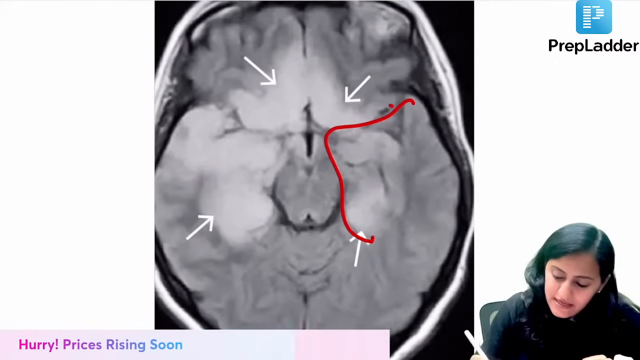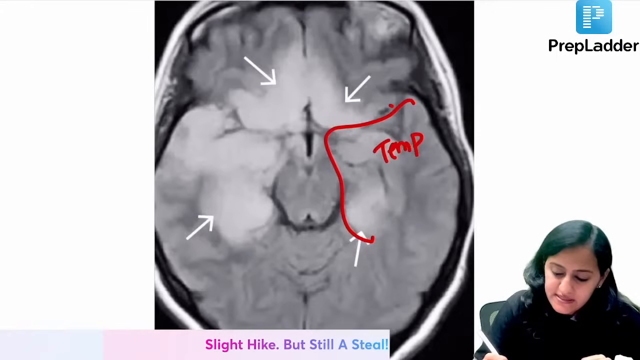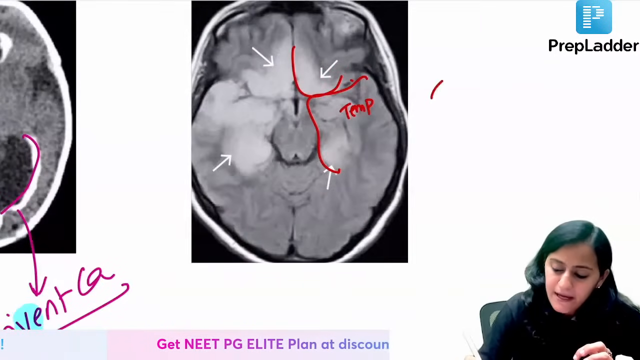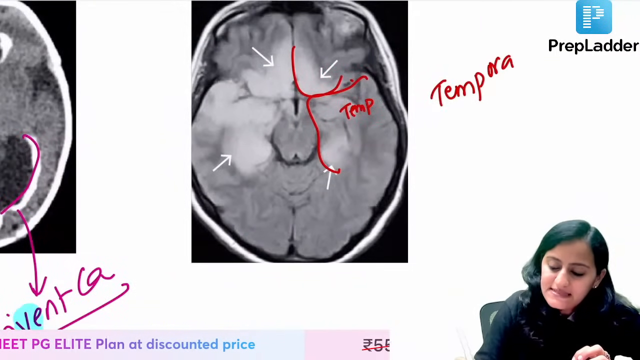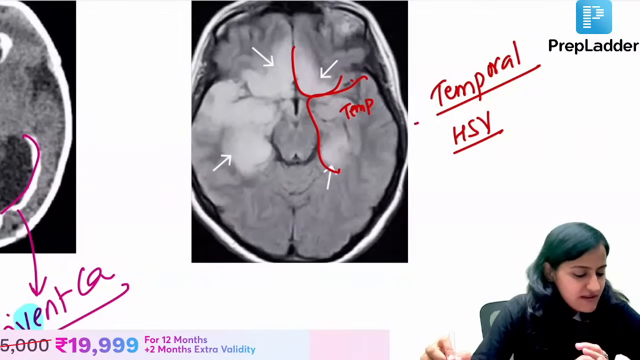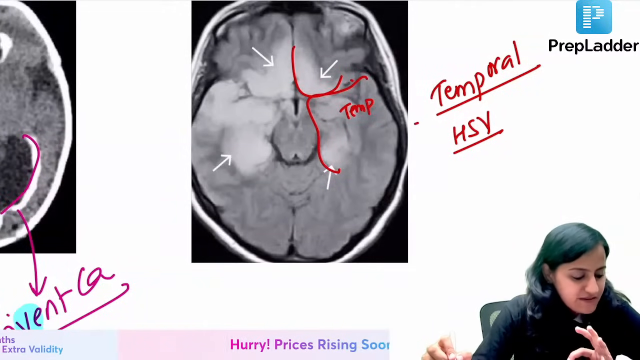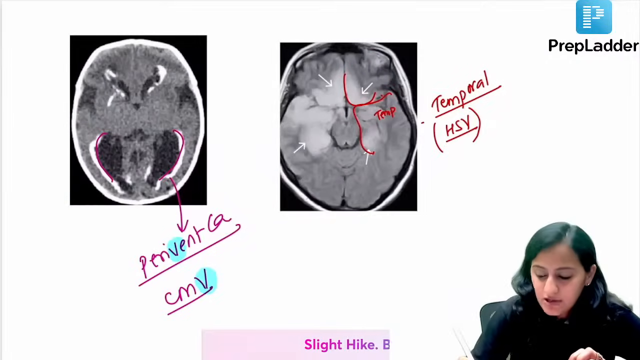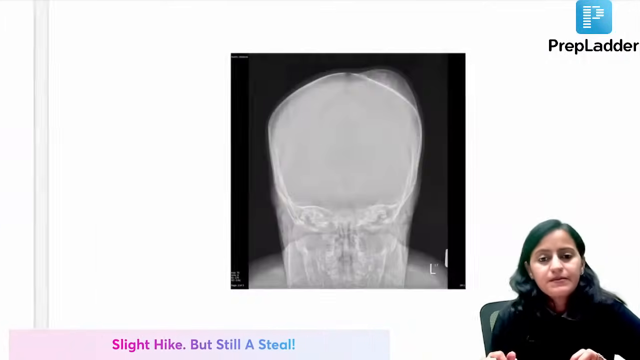What lobe of the brain is this? This is temporal lobe. This is the basifrontal lobe. Right? So if the temporal lobe is affected, temporal lobe encephalitis, it is HSV encephalitis. Very, very important. Temporal lobe is HSV encephalitis. Which HSV? HSV1. Okay?